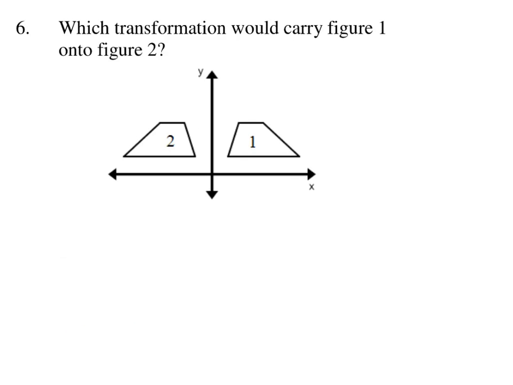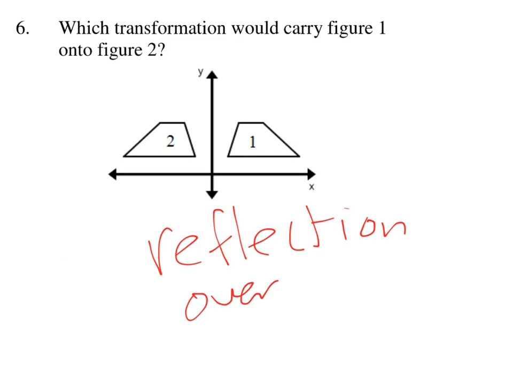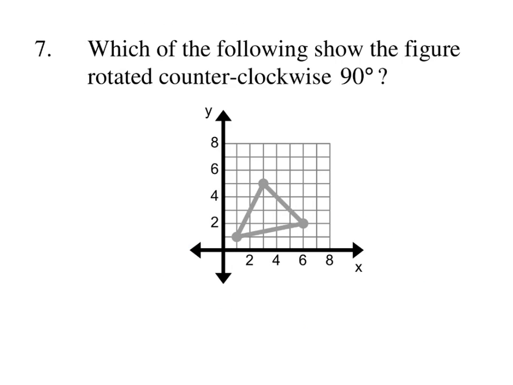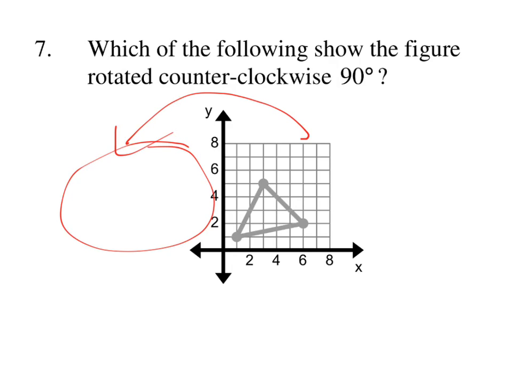On 6, which transformation carries figure 1 onto figure 2? So they notice this long peak out here is matching up on the other side. So we're not looking at a rotation here, but rather a reflection. So this would be a reflection over the y-axis, which is that axis in the middle right there. 7, which of the following show the figure rotated counterclockwise 90 degrees? Well, counterclockwise is this way, and 90 degrees is a quarter turn, or turning 1/4 of the way around, and that's going to put it right here in the second quadrant, which is B.